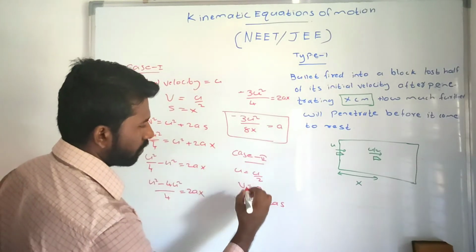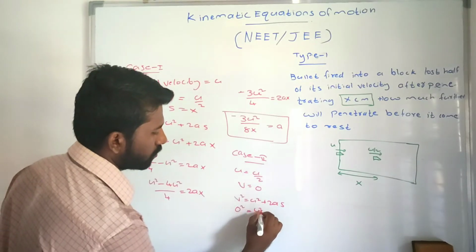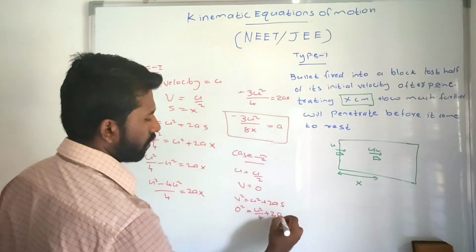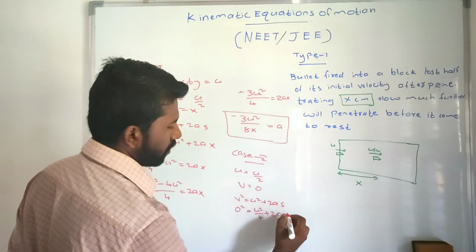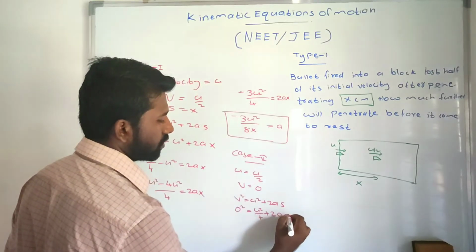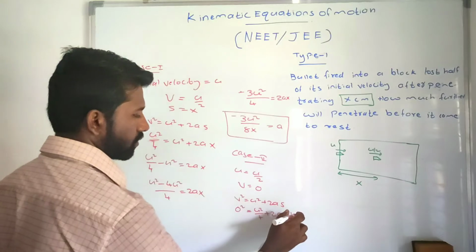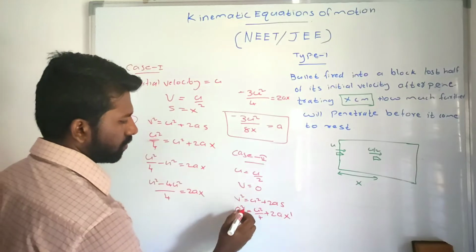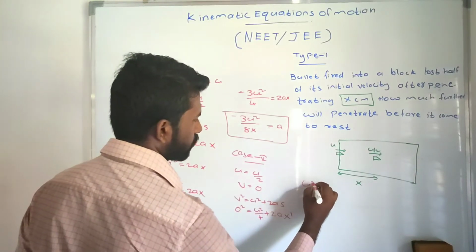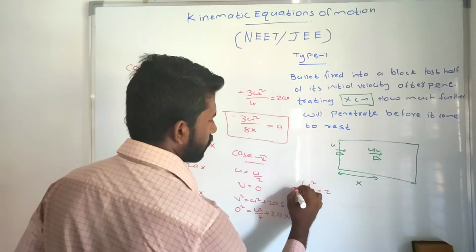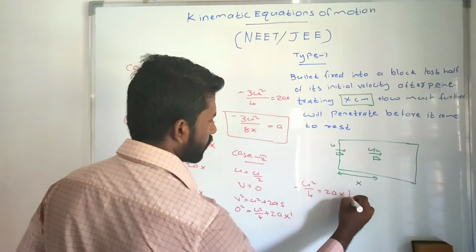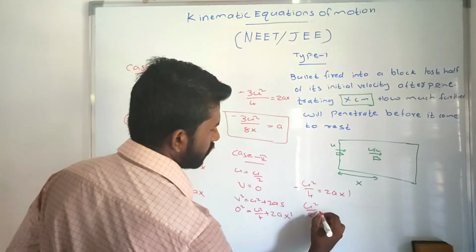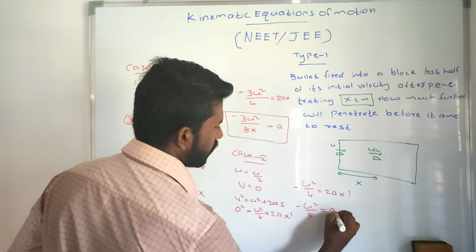Okay, v square is how much? 0 square. And u is u by 2, that is u square by 4, plus 2 into a value, I will substitute a later, into x. The distance I am assuming as x dash. Clear? So this comes to this side, and we get minus u square by 4 is equal to 2a into x dash. Taking the 2 to this side, that is minus u square by 8 is equal to a into x dash.